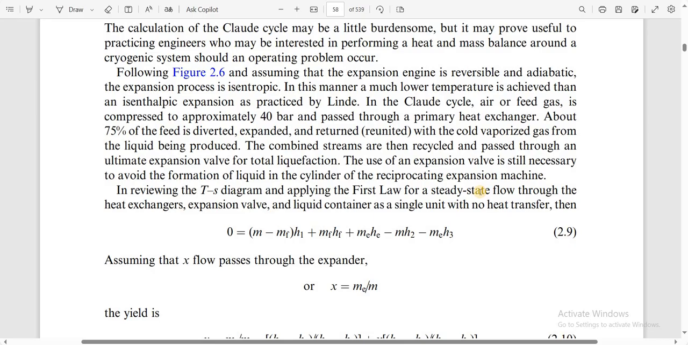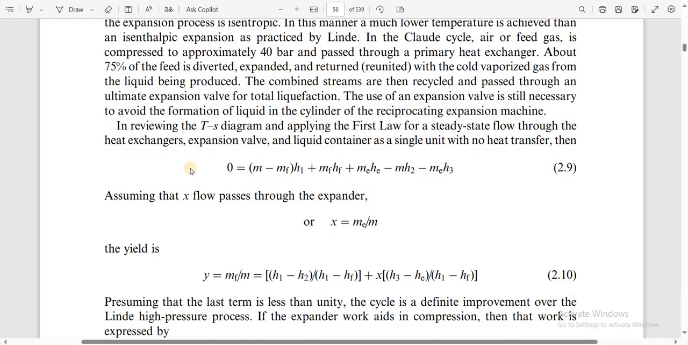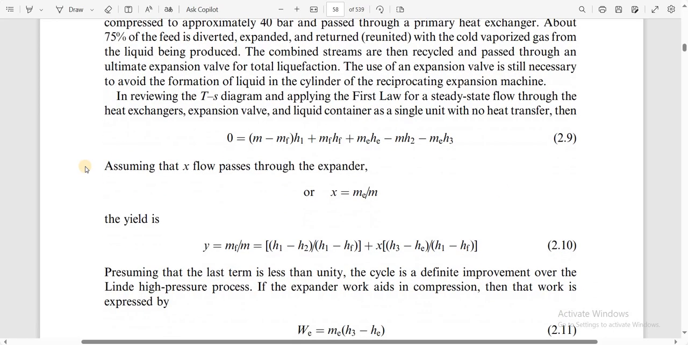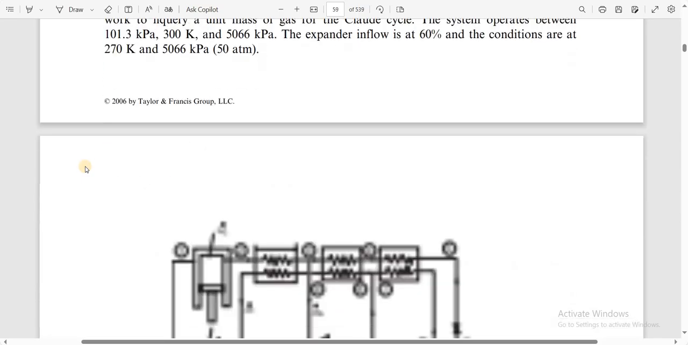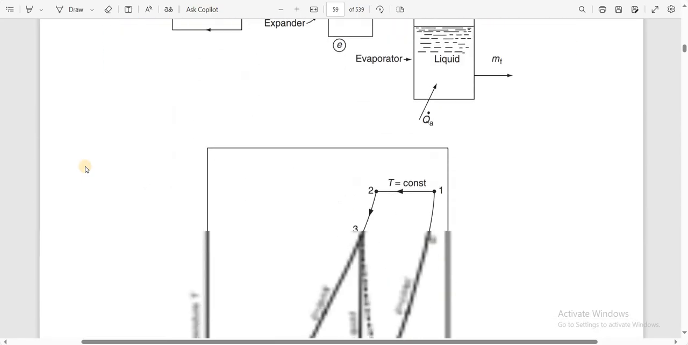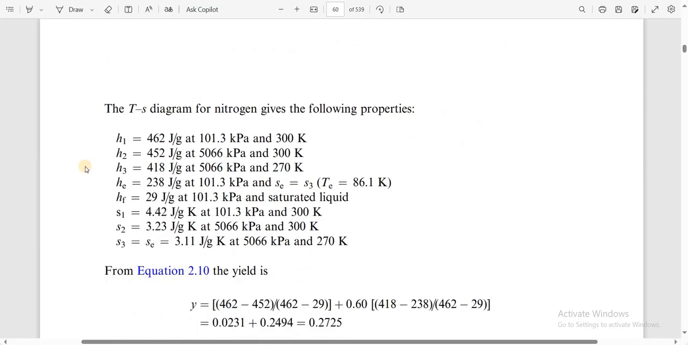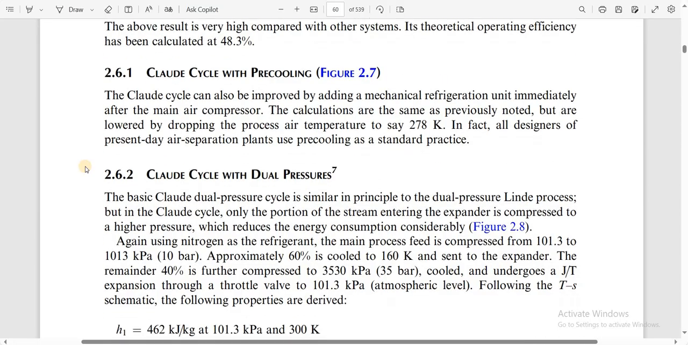The use of the expansion valve is still necessary to avoid the formation of liquid in the cylinder of the reciprocating expansion machine. In reviewing the TS diagram and applying the first law of steady state flow through the heat exchanger, expansion valve and liquid container as a single unit with no heat transfer. So this is the figure. Let's now go to this numeric example.